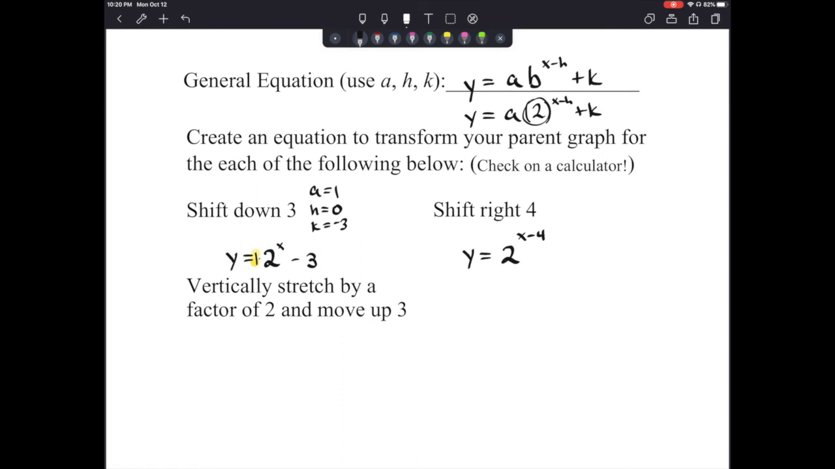And then the last one says vertically stretch it by a factor of 2 and move it up 3. So our stretch factor is 2, so we'll do 2 times 2 to the power of x, and then we would say plus 3. Or a lot of times you'll see it like that with the parentheses.